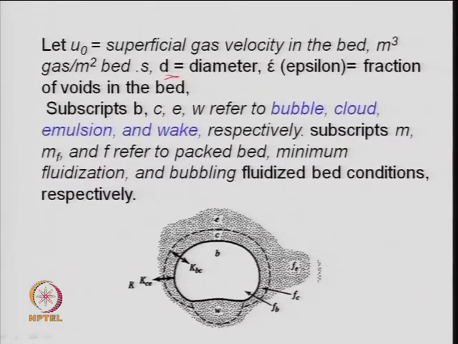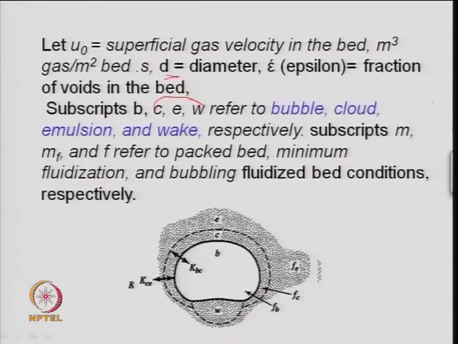Epsilon we are defining as the void fraction in the bed, right. So, that is the fraction of the solid if you know in the bed. So, 1 minus that solid fraction is your total void fraction, right, in the bed. So, basically it is the bed porosity, and we use subscripts like B representing the bubble phase, C representing the cloud phase, E representing the emulsion phase and W representing the wake phase. So, generally the cloud and wake phase are combined together in the model, right, and so these define the different phases in terms of subscripts.